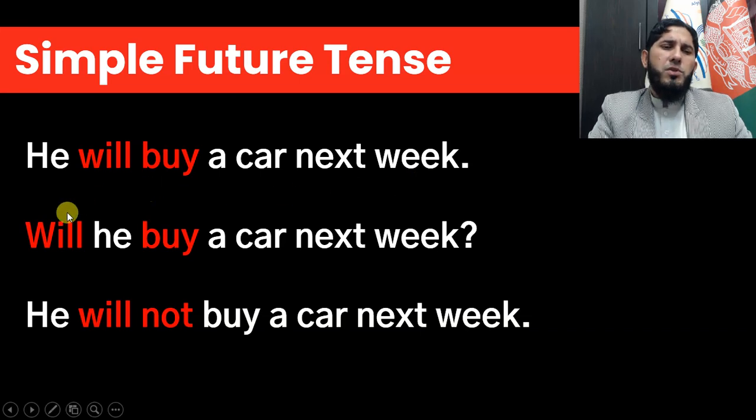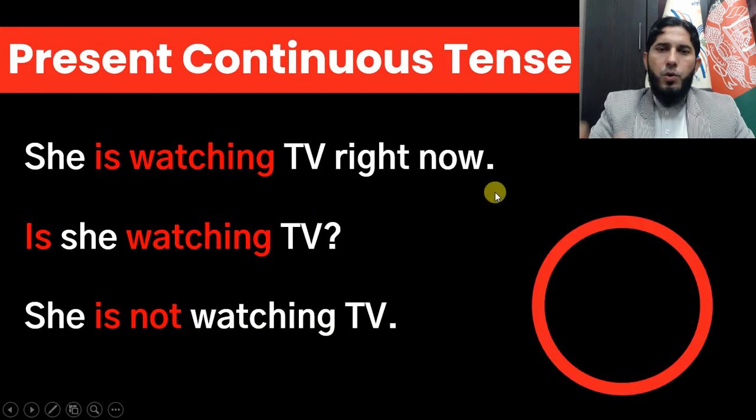Now, if you want to change it to negative form or interrogative form, question form, then bring will at the beginning and then the subject. Will he buy a car next week? Negative form: he will not buy a car next week, or he won't buy a car next week. You may also use be going to. He's going to buy a car next week, or he's gonna buy a car next week. That's also possible.